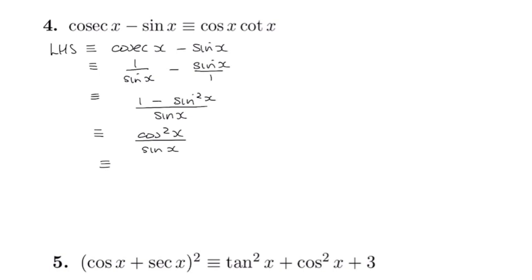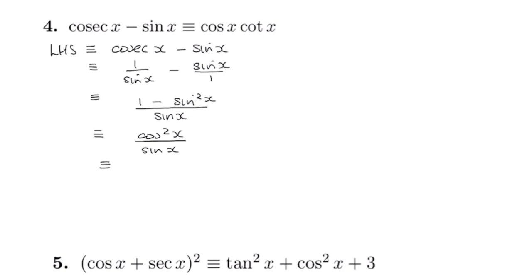I'm then going to split that down. So cos squared x, of course, is cos x times cos x. So this is cos x times cos x over sine x, which of course is cos x cot x, which is of course the right hand side. So again, we've done our proof.